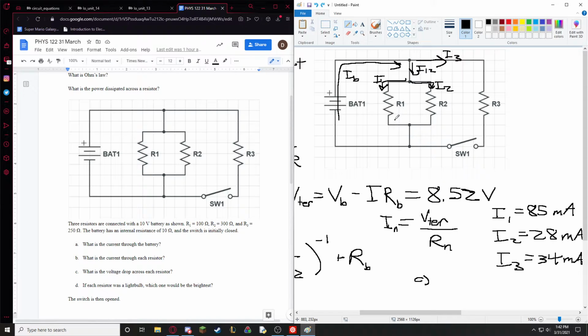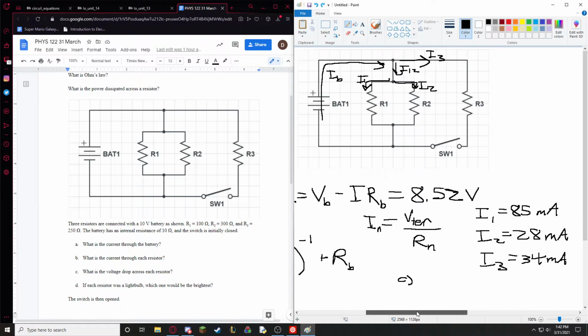We could also draw R1 and R2. We could draw R1 and R3. And we could draw R2 and R3. That's 6 different loops we could do. And how many unknowns do we have? We only have 3 unknowns, so we actually don't need to draw all of the loops. If we have 3 unknowns, how many equations would we need? 3. Yep, we just need 3 equations.